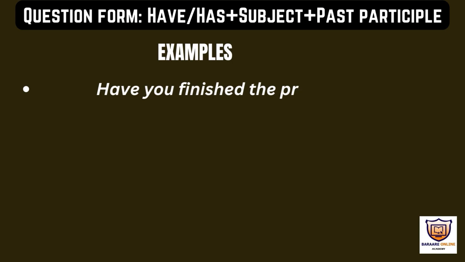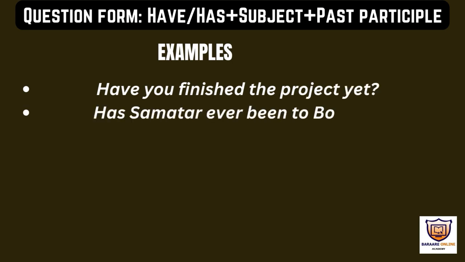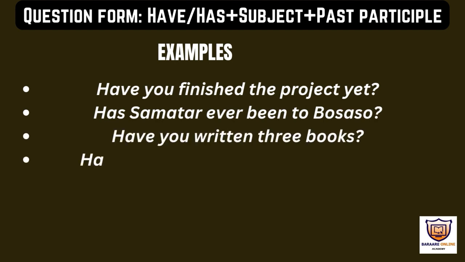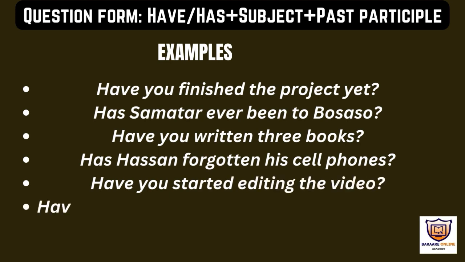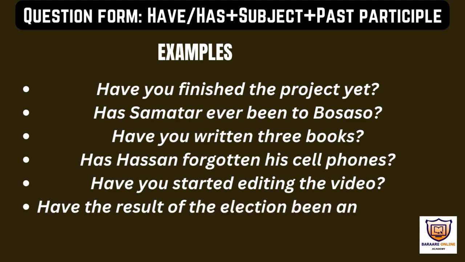Okay, let's come to the question form. So, for the question form, we are starting with have, if we have a plural pronoun or plural noun, like we, you, they, or I. Also, we can use has if we have a singular noun or singular pronoun, plus the subject plus the past participle, the third form of the verb.